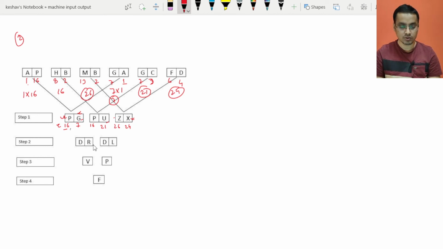Okay, so D, what is the position of D? 4. R, that is 18. Okay, again D, here it is 4. And L is 12. So this is the ranking of the alphabets in step 2. Okay, now how are we getting this?